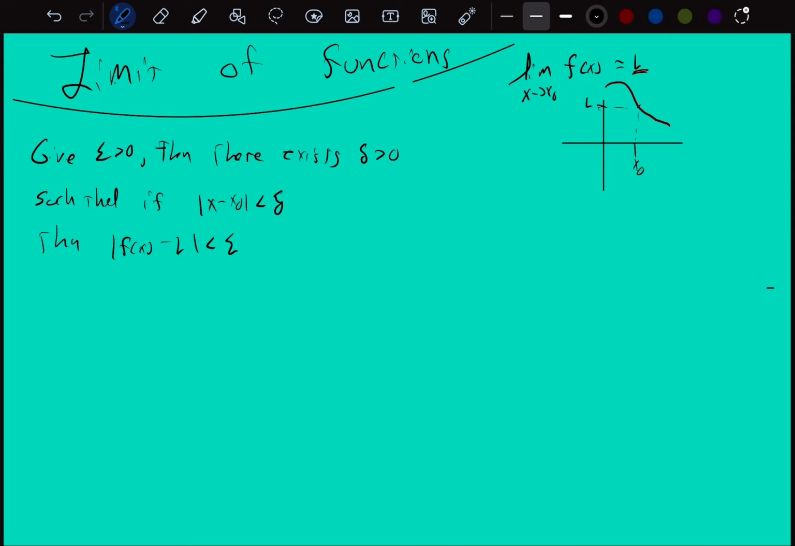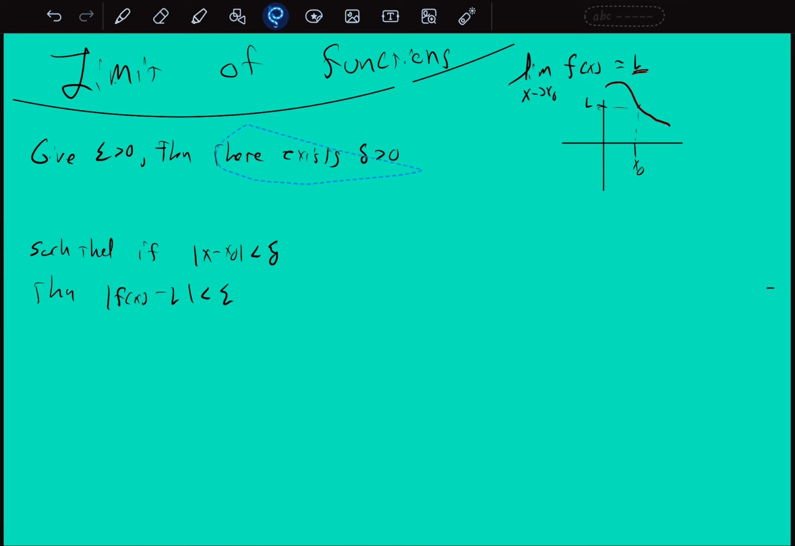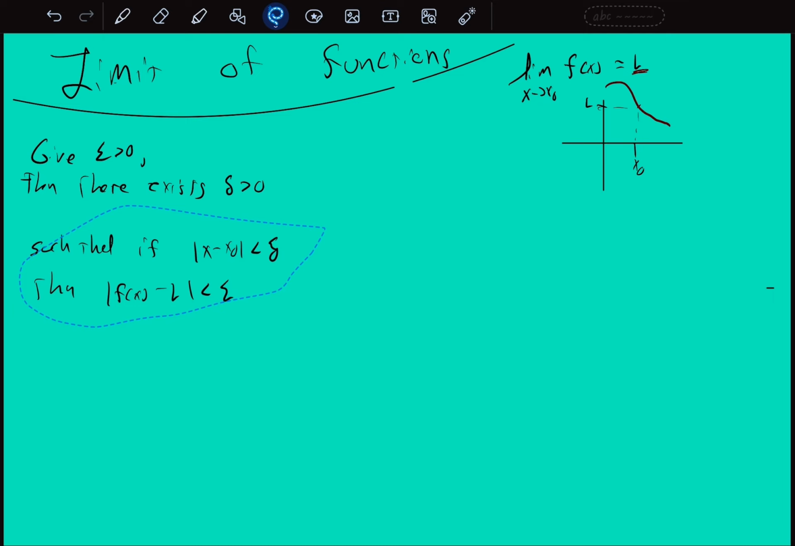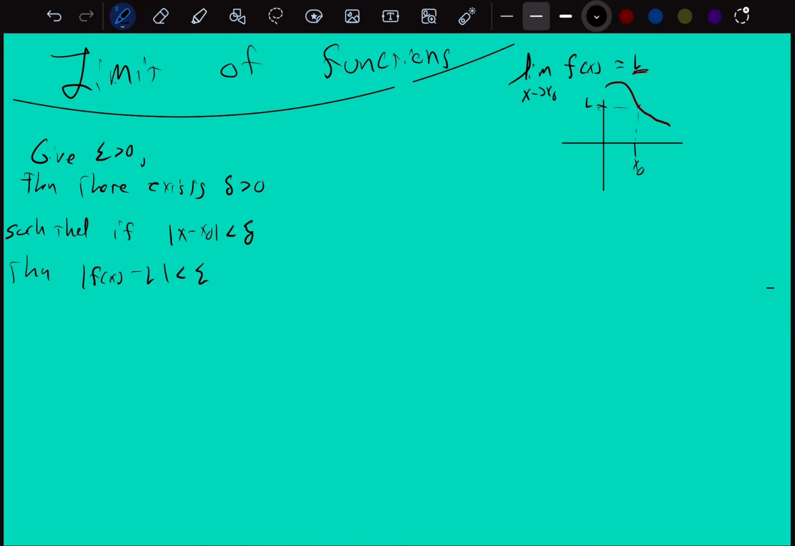Wait, what is this actually saying? Okay, let's clean this up a bit. Let's show you explicitly the different steps. There's 4 steps here, 4 parts to it. Give me an epsilon greater than 0. So let's make this a bit clearer.